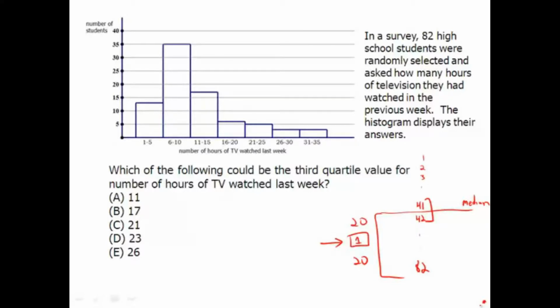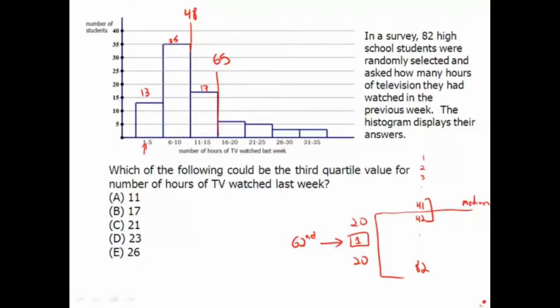So 41 plus 20, 61, it's going to be the 62nd value on the list that is the third quartile. Well, where would we find the 62nd value on the list? That's an interesting question. Well, this column has a height of 13. That's the first 13 values on the list. This column has a height of 35, so up to here, 13 plus 35, that's 48. That's the 48th value on the list. This column here has a height of 17, so 48 plus 17, that's 65.